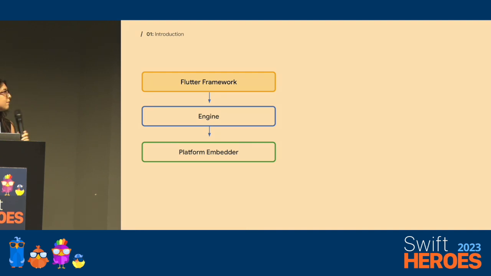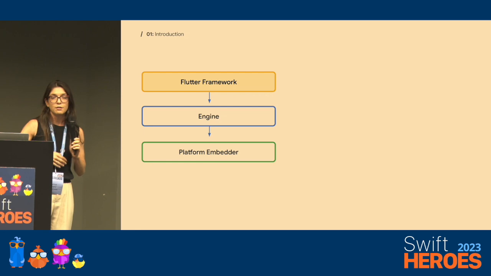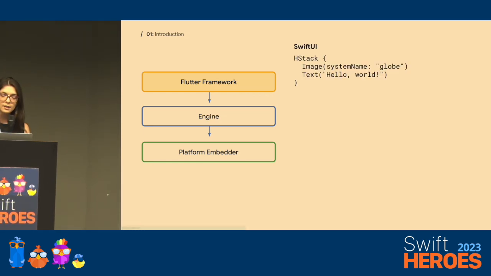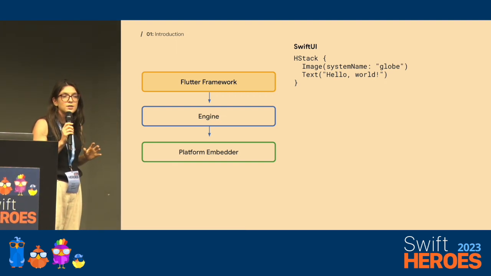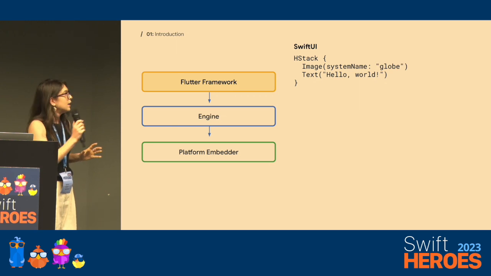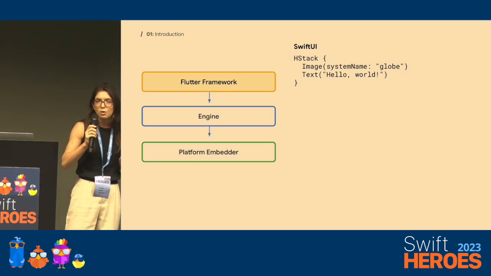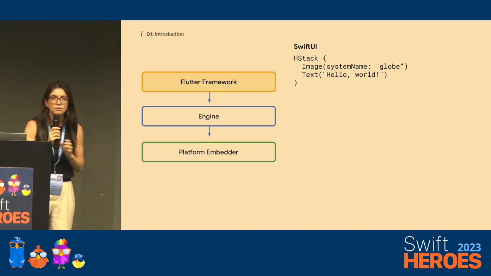And at the top, we have the Flutter Framework. This is what you're using to write your app code, right? Similar to SwiftUI in that it's declarative. And I have this quick little example. In SwiftUI, if I want to create a horizontal layout with a little globe icon and then text to say hello world, I use HStack, I use image, I use text, and these are views, right?